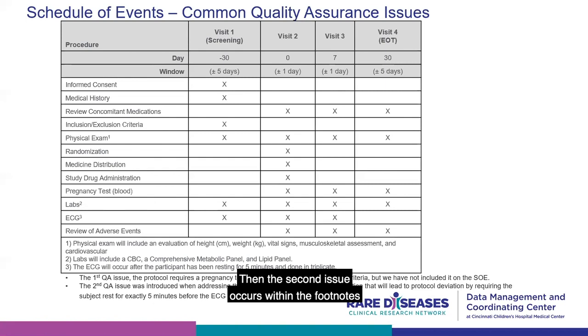Then the second issue occurs within the footnotes for the requirement of the ECG. So here we have that the ECG will occur after the participant has been resting for 5 minutes and done in triplicate. And this is an example of a potential issue that might occur due to infeasibility. So essentially, we're creating a situation where getting documentation that a subject rested for exactly 5 minutes may be unlikely or inaccurate. So we should adjust the wording for that footnote.